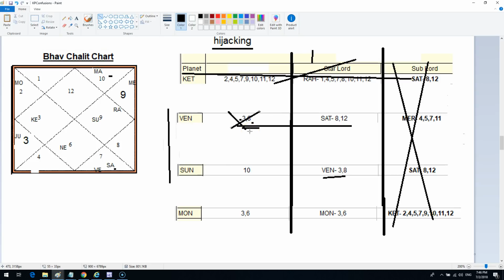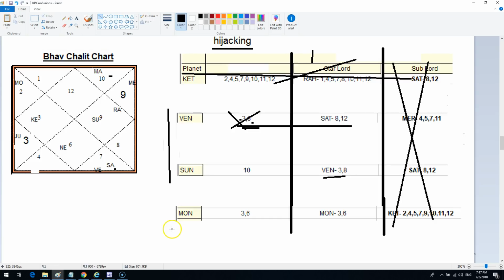Now if you look at the list of the houses that Venus was supposed to represent, typically it was representing 3 and 8. Now 3 and 8 is gone. Venus is only giving the result of the 8th and the 12th house. Let's look at Sun. Sun is in 10th. Since this is not a complete list of significators, let's assume that there are no planets in Sun's star, and so Sun is going to give the result of the 10th house.